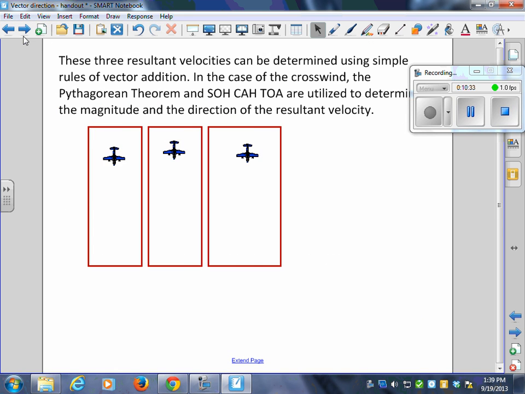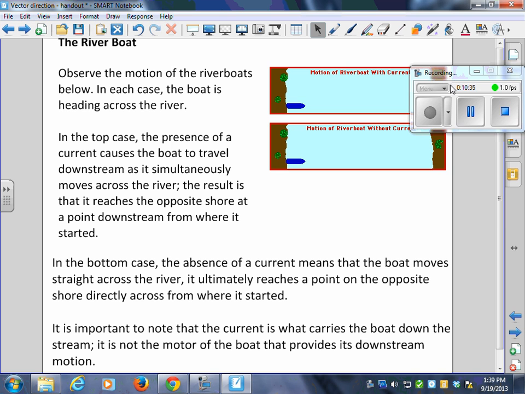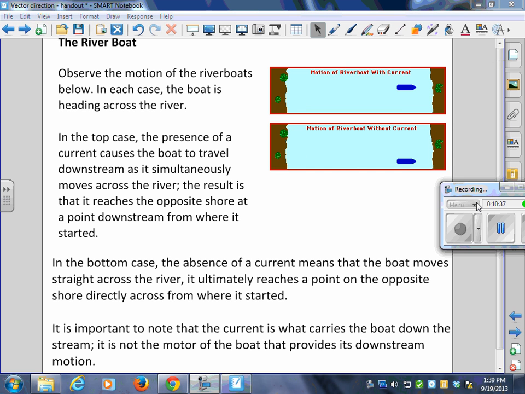Okay, so the riverboat is the last one here. Observe the motion of the riverboats below. In each case, the boat is heading across the river. In the top case, the presence of a current causes the boat to travel downstream as it simultaneously moves across the river. The result is that it reaches the opposite shore at a point downstream from where it started.